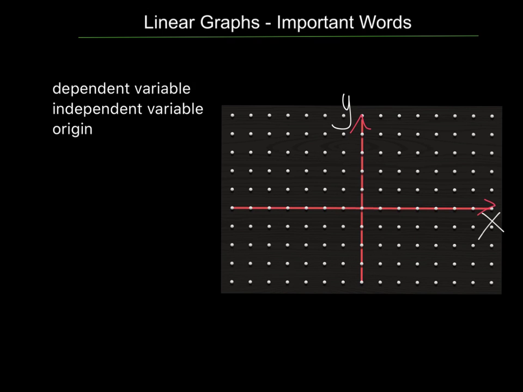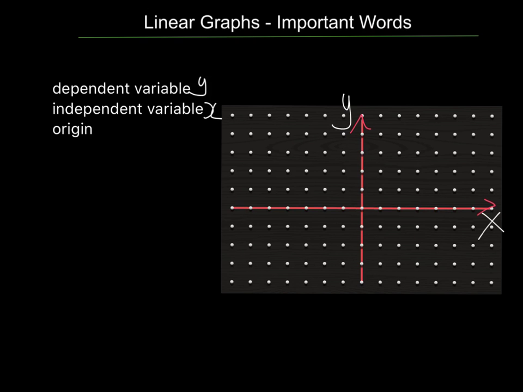For our linear graphs, there are 2 sorts of variables, x and y. X is called the independent variable because we can change it to whatever we like. Y is called the dependent variable because its number depends on what x was.